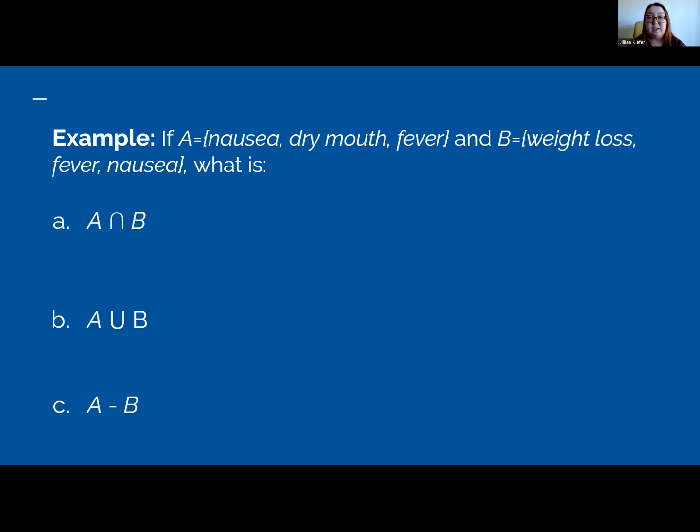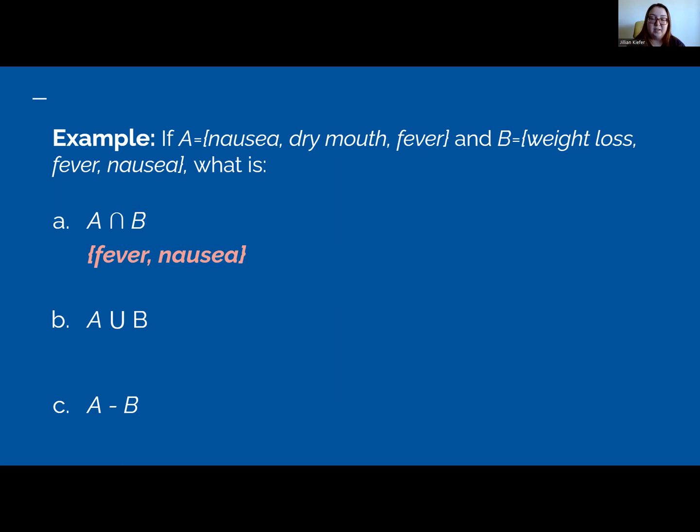And lastly, we have fever. Fever is in set A and also in set B. That is part of the intersection. So looking at our two sets, our sets share the elements nausea and fever. So A intersect B would be the set of fever and nausea. Nausea and fever, remember, order doesn't matter. That would be our intersection. It is the elements that they share with each other.